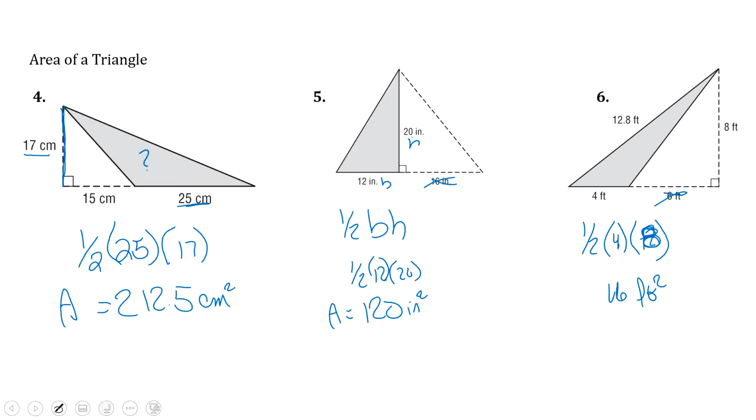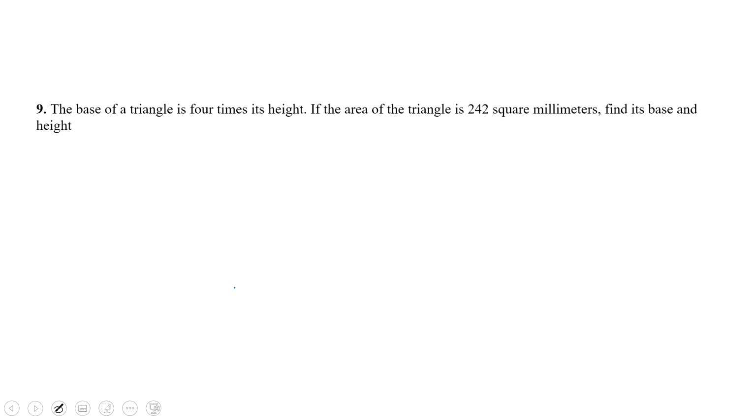Okay. Again, the last problem is a word problem. They give you some information. Area of the triangle is 242 square millimeters. They want you to find what the base and the height is based on what they've told you, that the base is 4 times the height of the triangle. So draw a picture, put in a little bit more algebra than you're used to, but it's something you can do. Again, the PowerPoint presentation will be posted with the answers later on today.